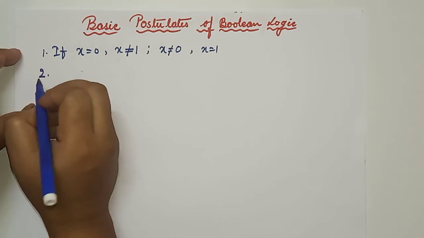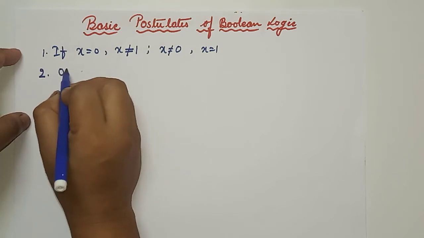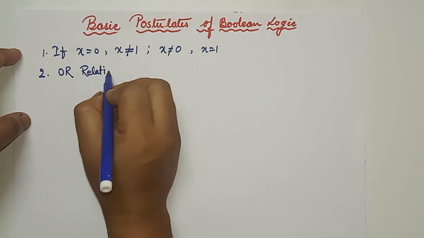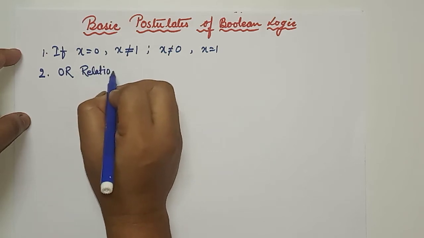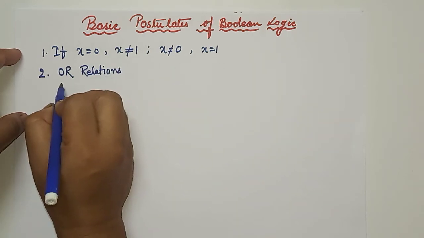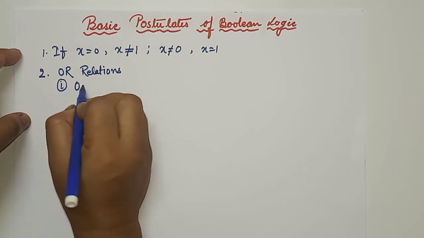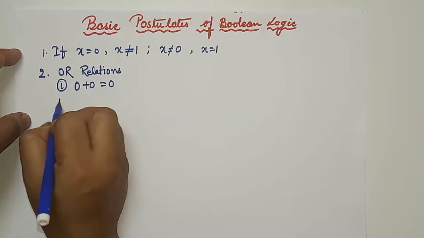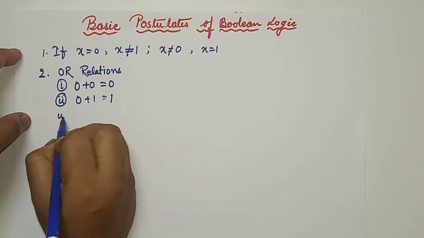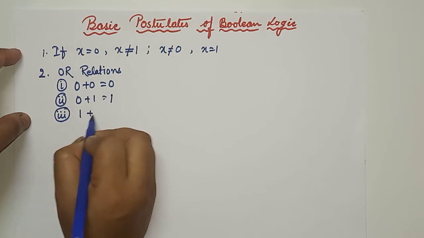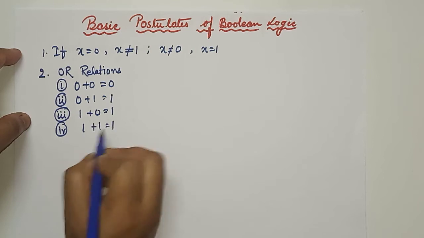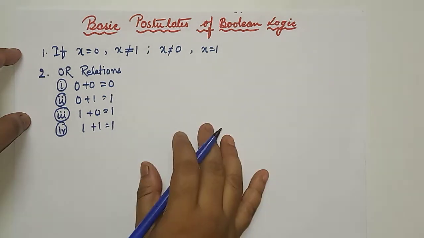Let's see the second postulate. It talks about OR relations. We all know very well that 0 plus 0 is 0, 0 plus 1 is 1, 1 plus 0 is 1, and 1 plus 1 is 1. These are the OR relations.